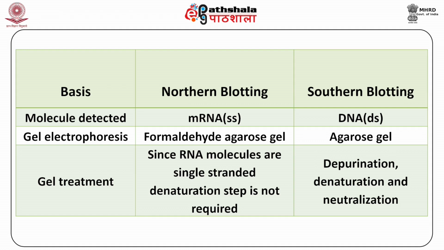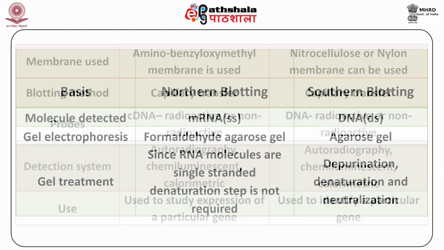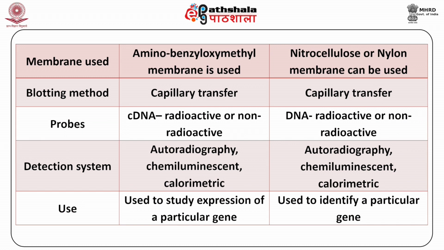On the basis of gel treatment, in Northern blotting, since RNA molecules are single-stranded, the denaturation step is not required, while in Southern blotting, depurination, denaturation and neutralization are required. On the basis of membrane used, in Northern blotting, amino-benzyl oxymethyl membrane is used, while in Southern blotting, nitrocellulose or nylon membrane can be used. On the basis of blotting method, Northern blotting and Southern blotting both employ capillary transfer.